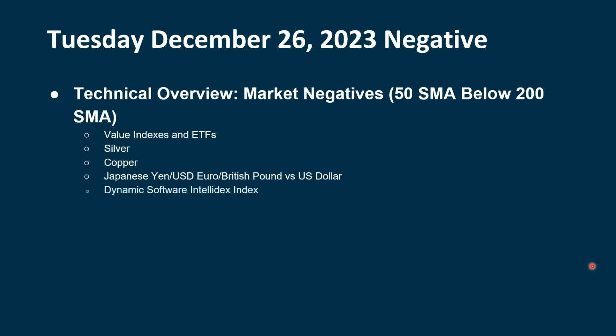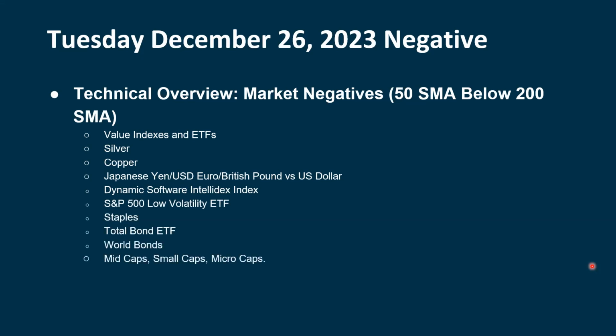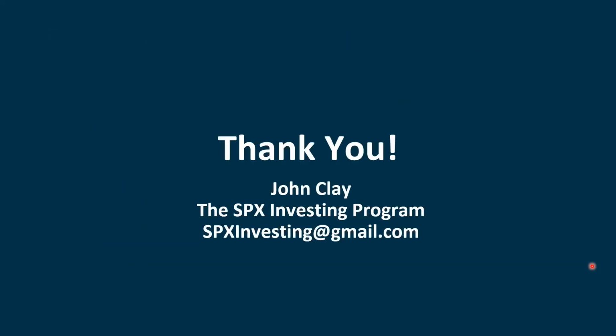The dynamic software, those 30 big software companies, they're very close, but still in a downtrend. The low volatility ETF, staples, the total bond ETF, world bonds, mid caps, small caps, and micro caps. Again, if we get that January effect, that could help all three of these areas and eventually turn the longer term trend from negative to positive. Emerging markets are still in a downtrend, investment grade bonds as well as corporate bonds.